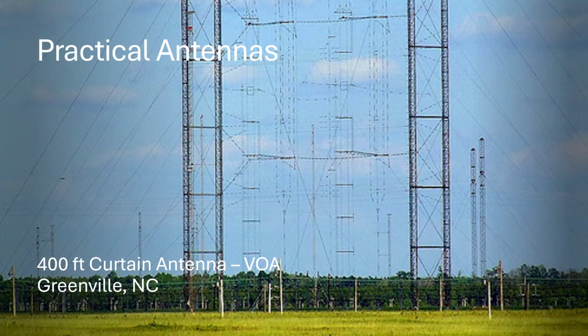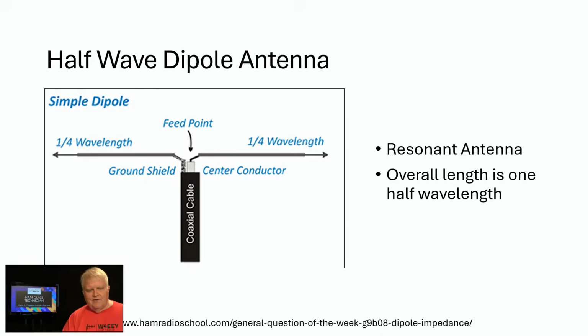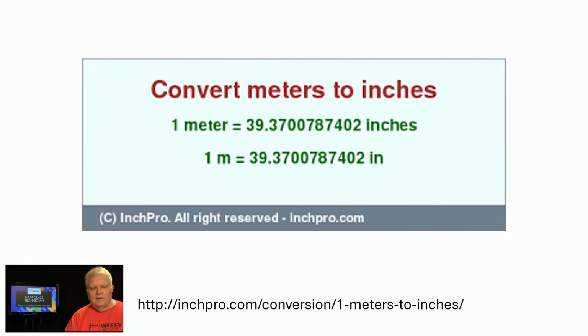So think about, well, maybe a dipole. Remember we talked about the dipole being fed at the center with a quarter wavelength on each side. It's what we call a resonant antenna. It's designed around one frequency of operation, and its overall length is a quarter plus a quarter, so it's a half wavelength. If you're going to convert meters, remember we work in meters in science, just know that 1 meter is the same as about 39 inches.